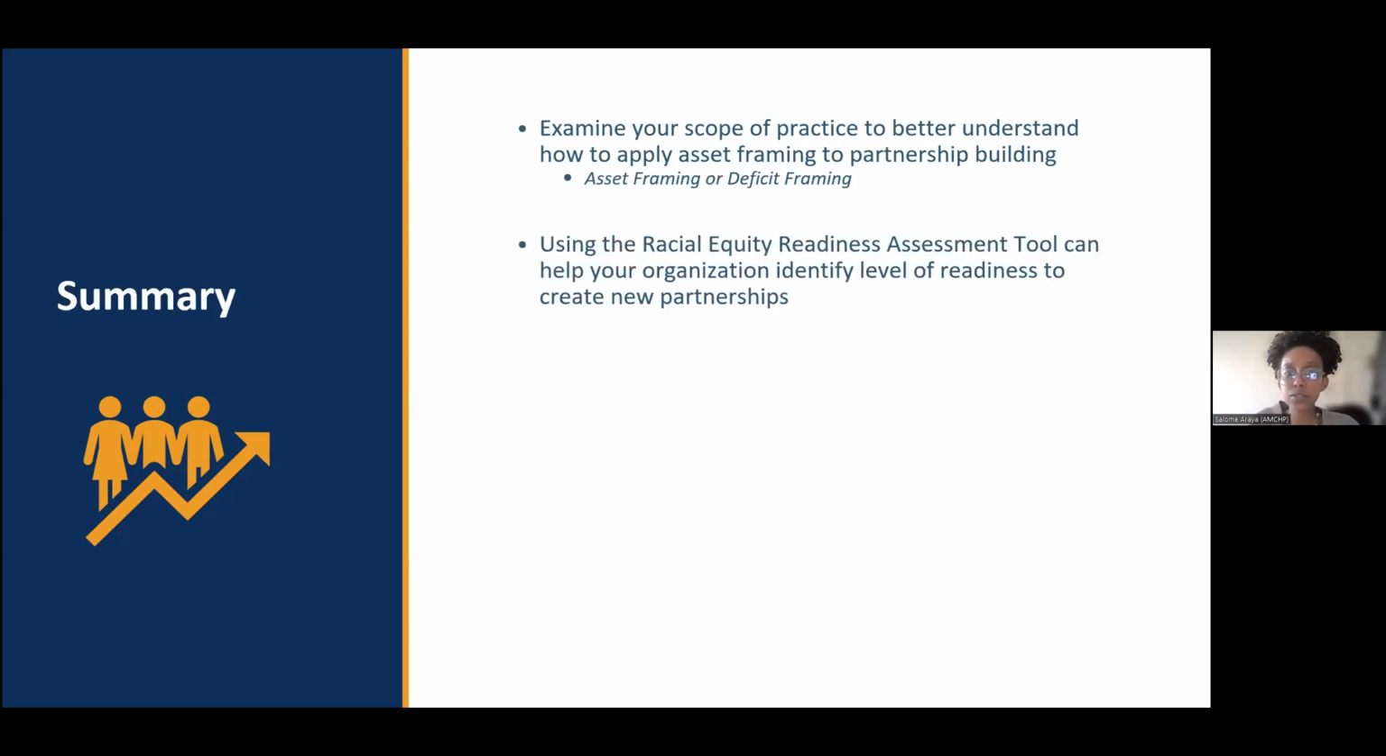Then you also want to use the racial equity readiness assessment tool to help your organization identify levels of readiness to create new partnerships. I want to also add that the racial equity readiness assessment tool really focuses on building racial equity, but also re-examining how you are serving communities of color. But I think the way in which they've provided an outline, it can really be reused to assess, even outside of a racial equity lens, across your organization how you can better serve some of your partners. So keep that in mind when you're using it. You can definitely use it to help you create your own tools within your organization.